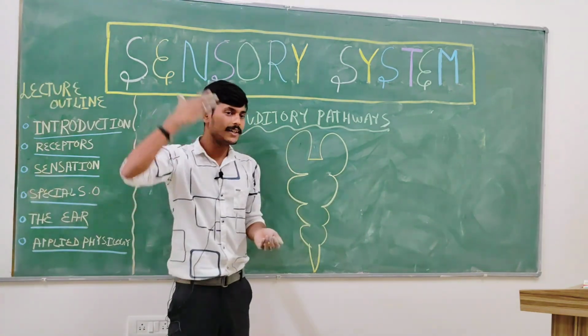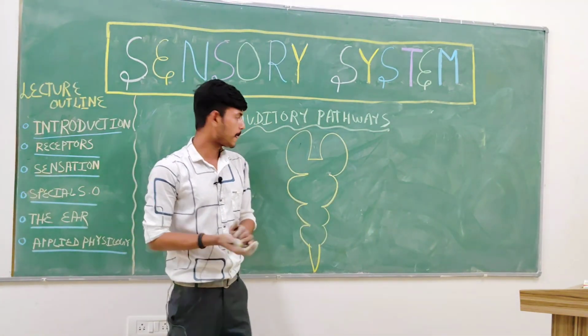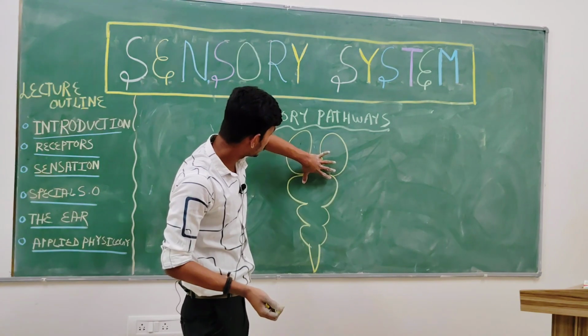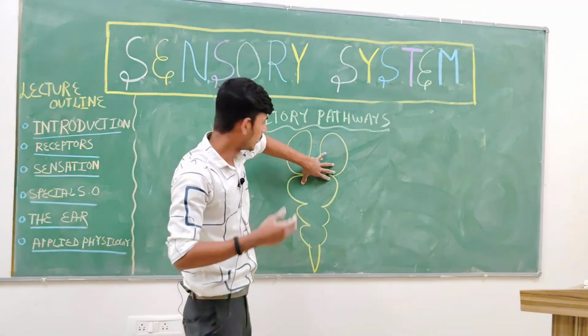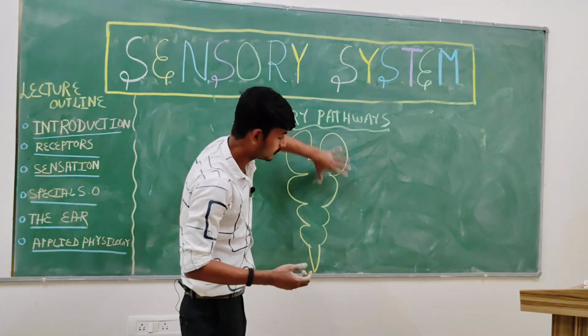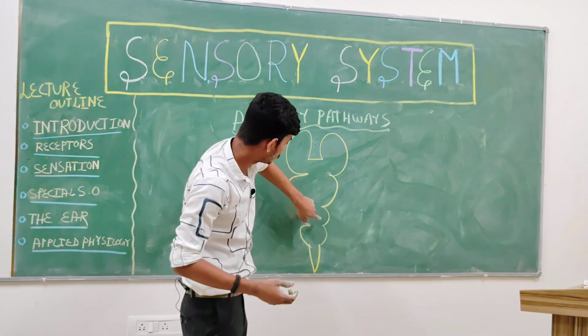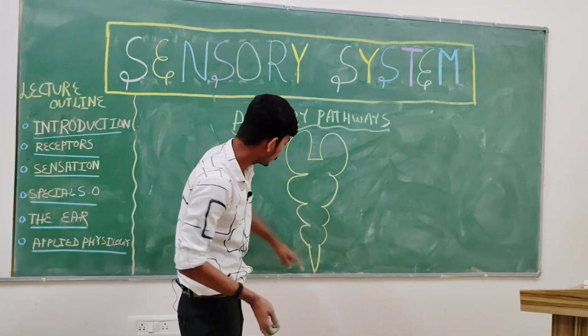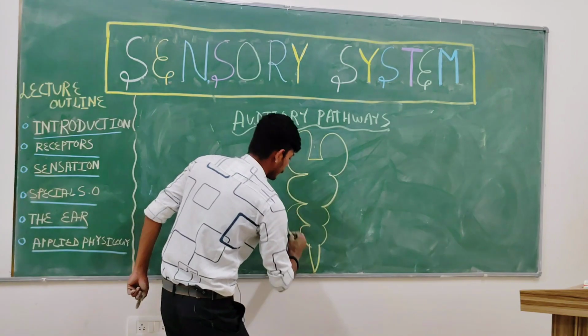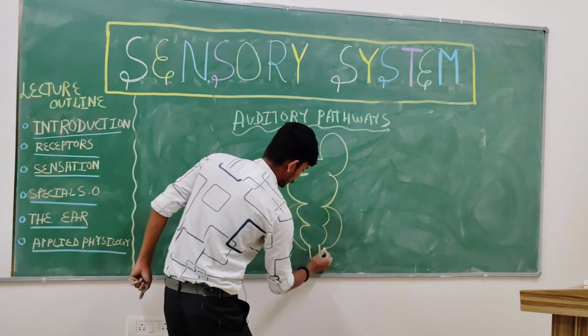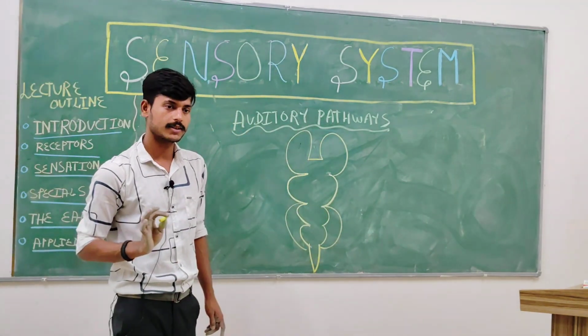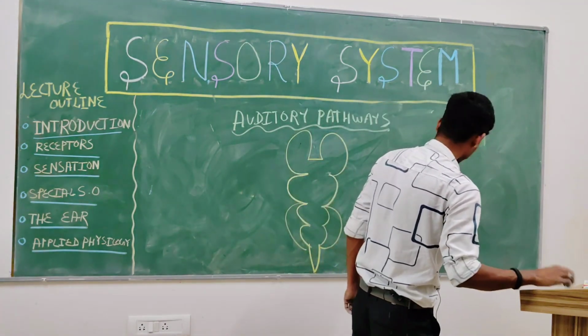Okay, this is the anterior section of your central nervous system. This is your cerebrum. This is your pons, medulla, spinal cord, and the cerebellum is present in the posterior aspect. Understanding?